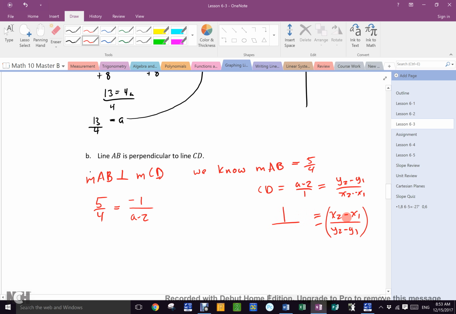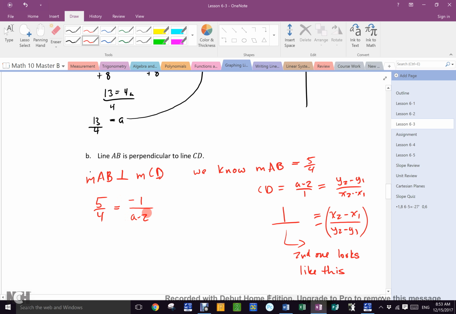So what does that tell us? Perpendicular slopes, the second one looks like this. Does everybody see that? Everybody cool?